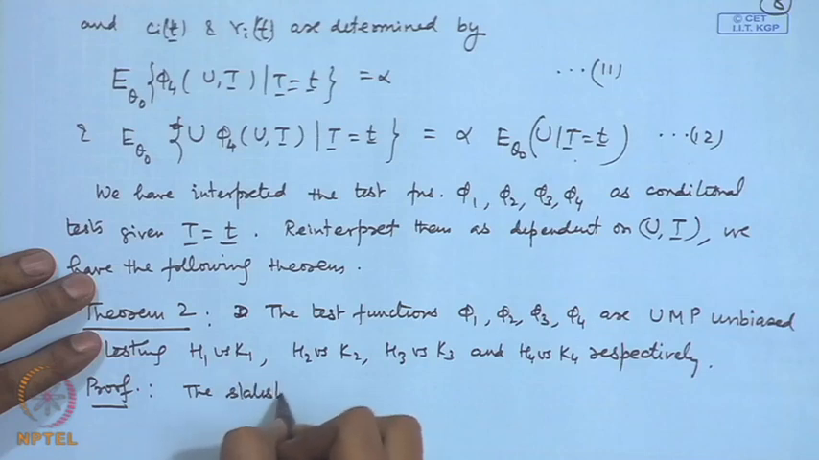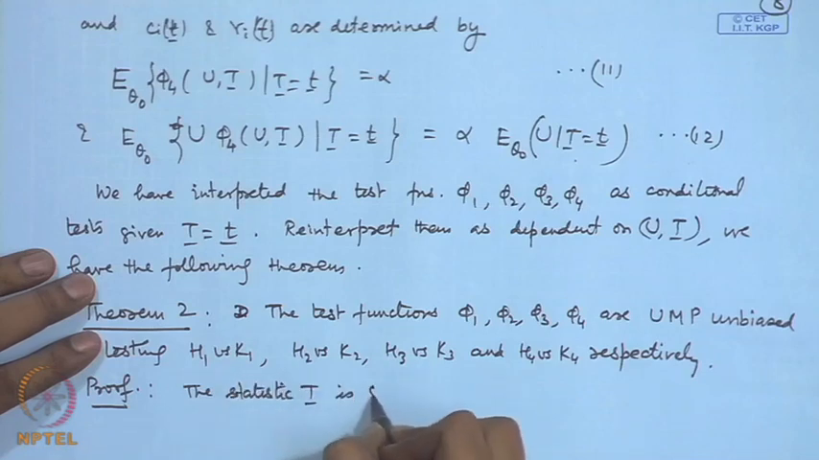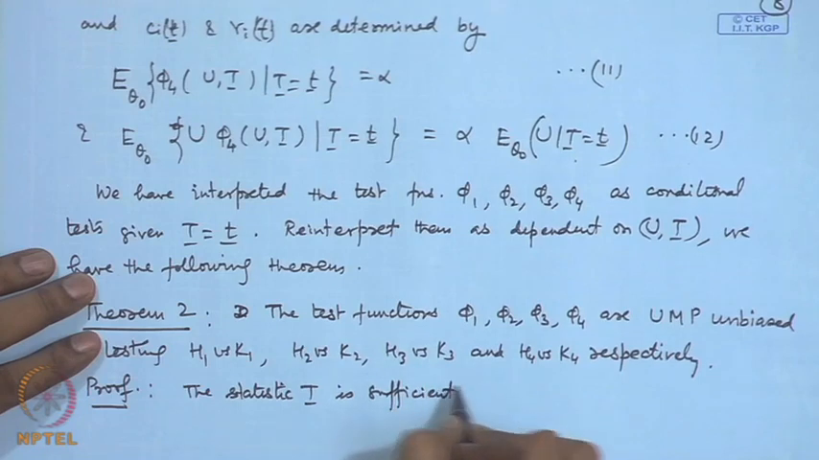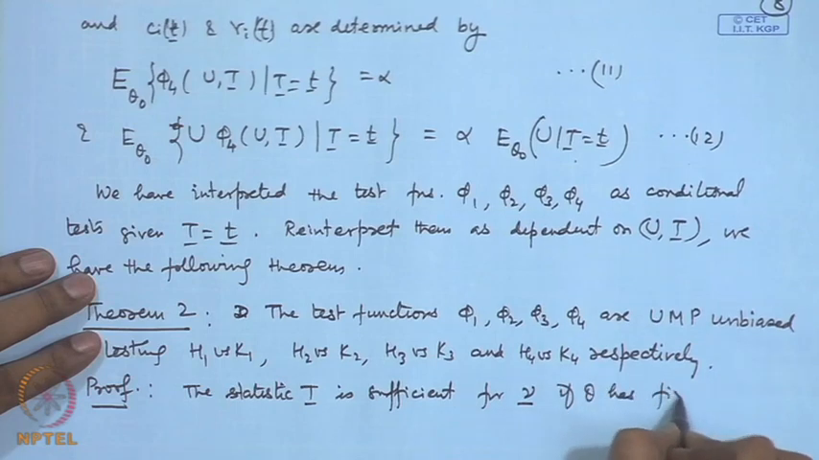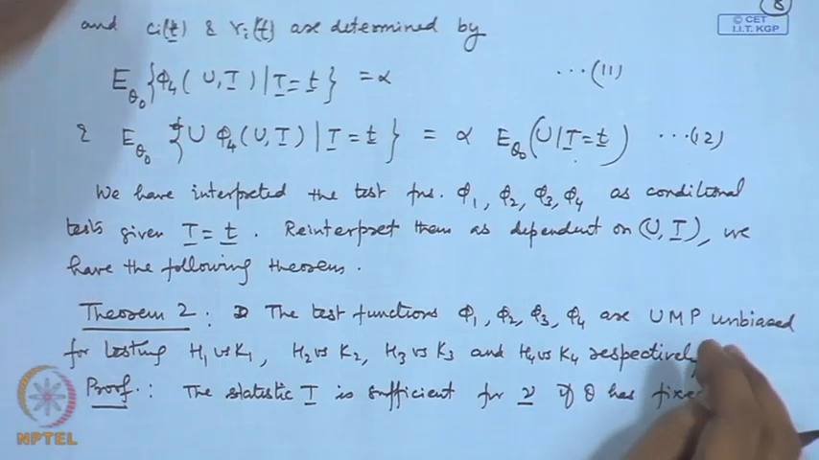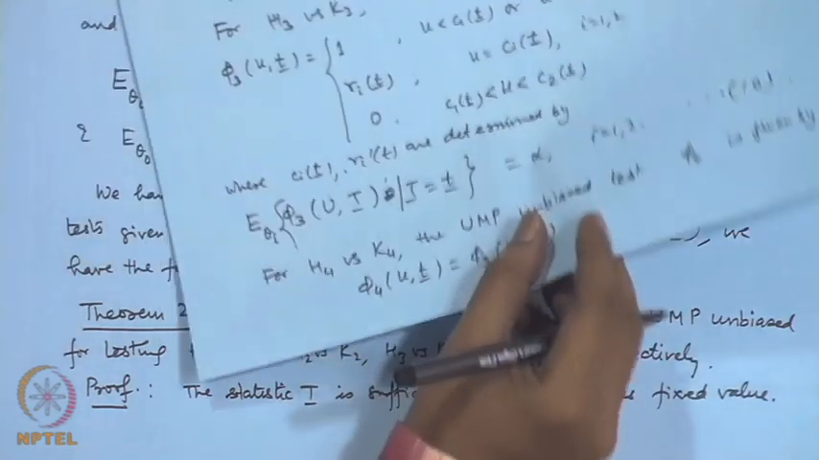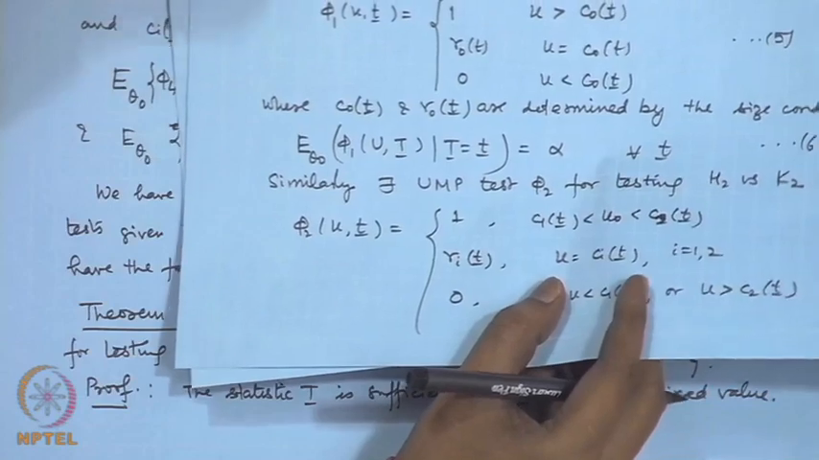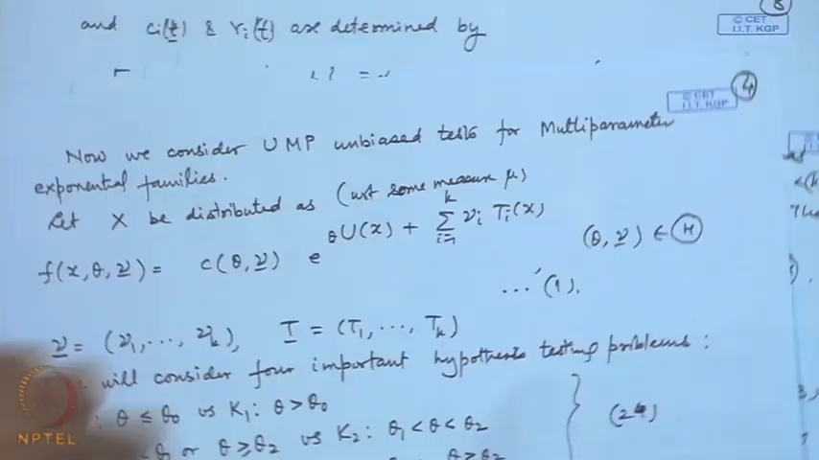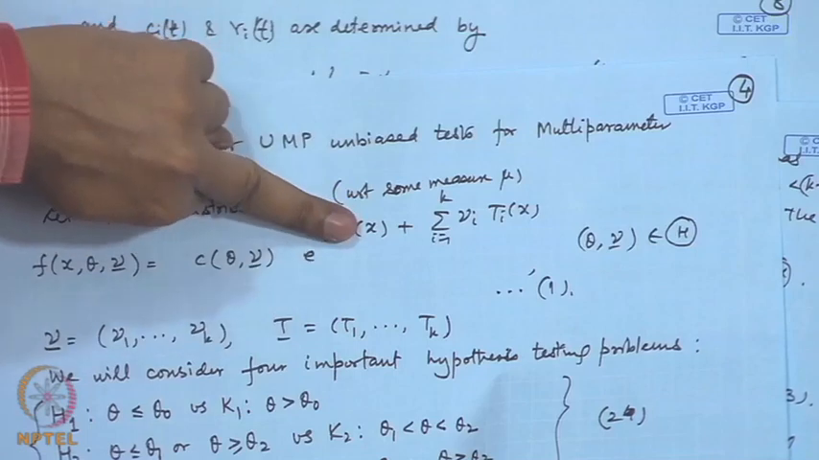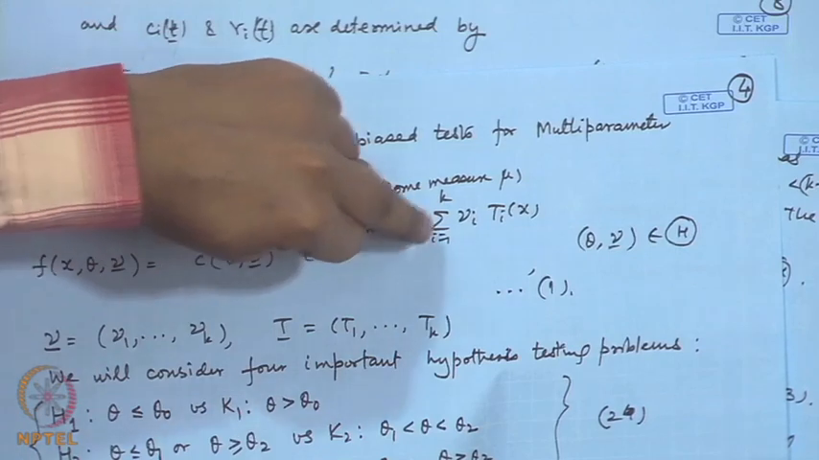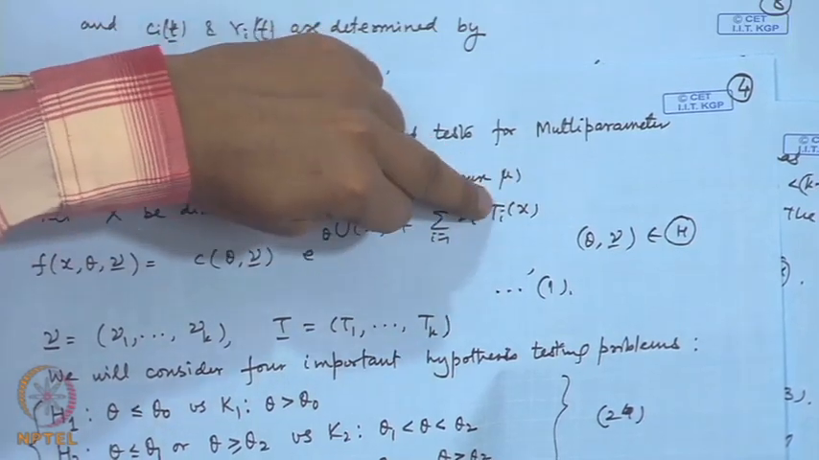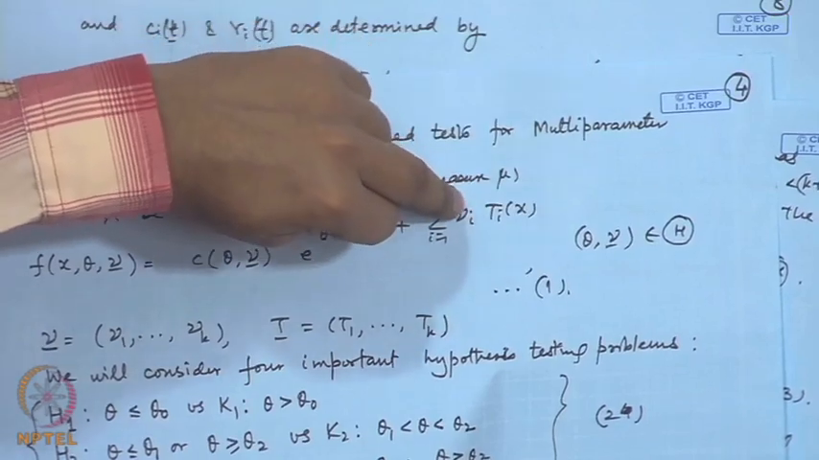The statistic T is sufficient for nu if theta has a fixed value. This you can easily see if I write down the distribution. If I fix theta, then this part will become a function of the variable only. You will have only e to the power sigma nu_i T_i(x). That will show that T_1, T_2, ..., T_k is sufficient for the parameters nu_1, nu_2, ..., nu_k.